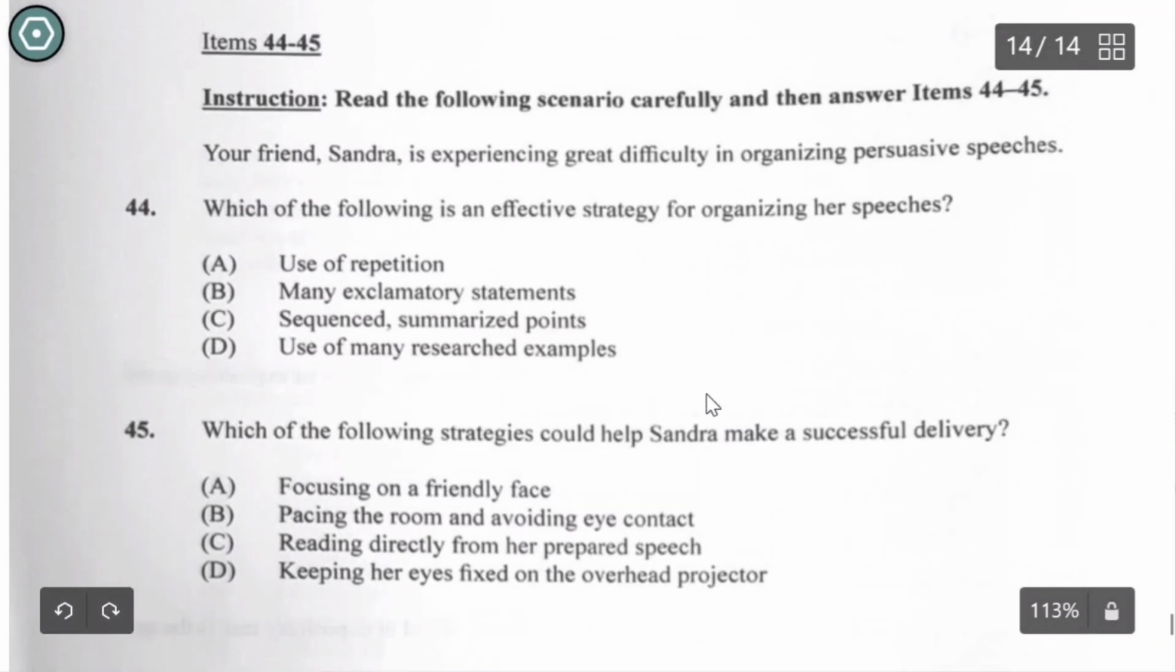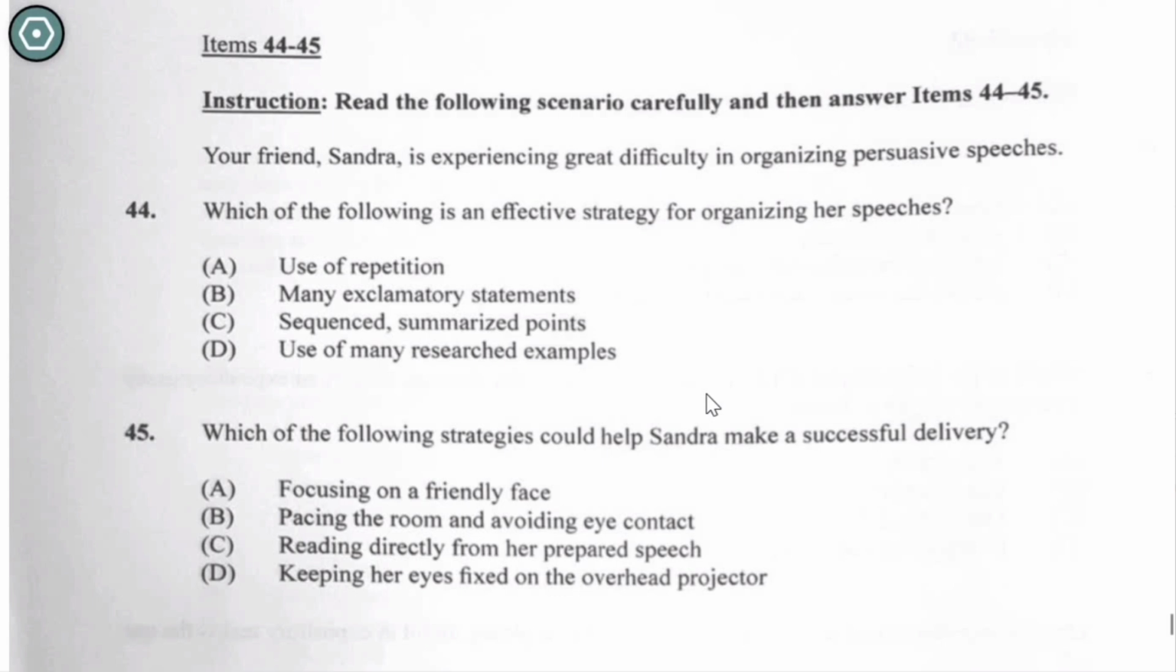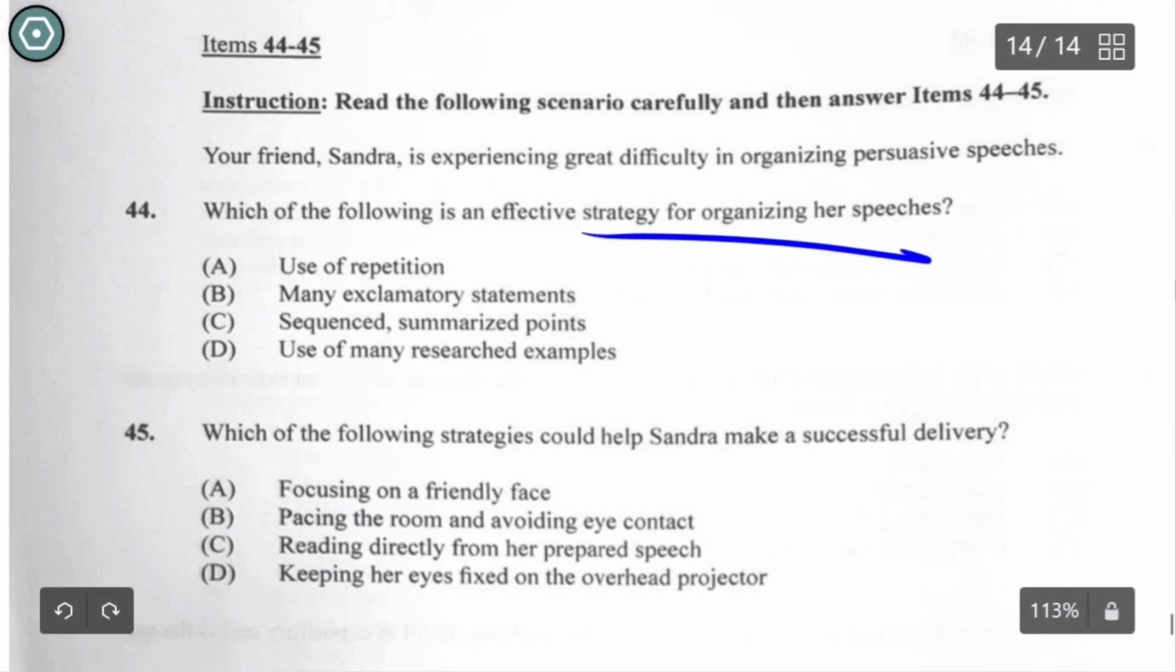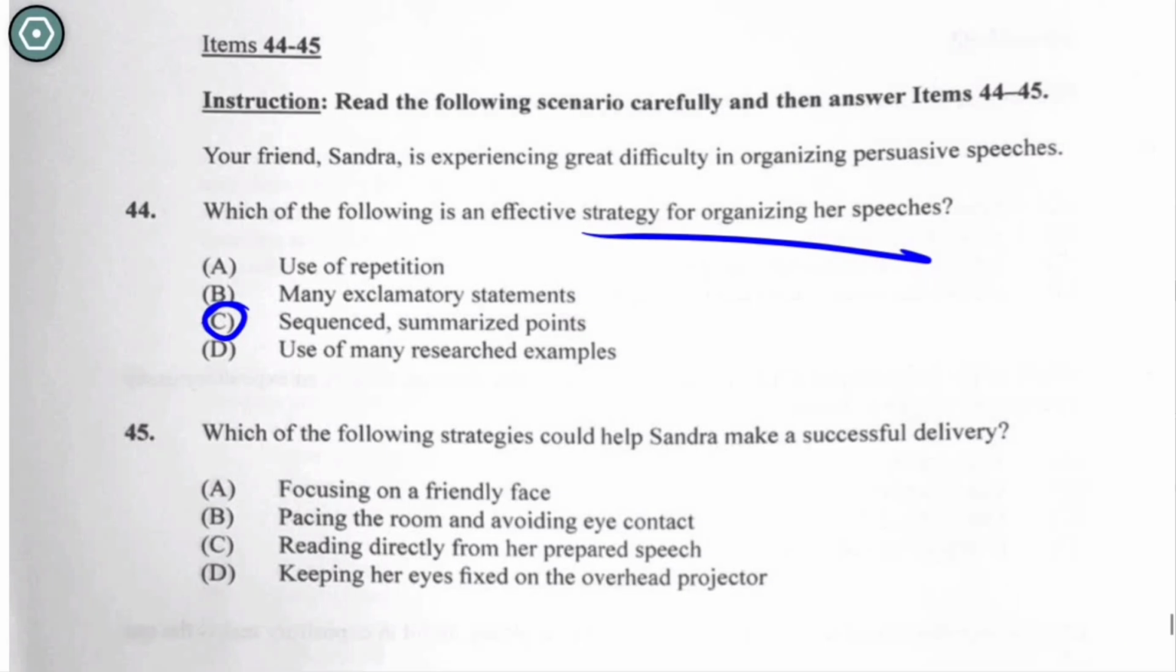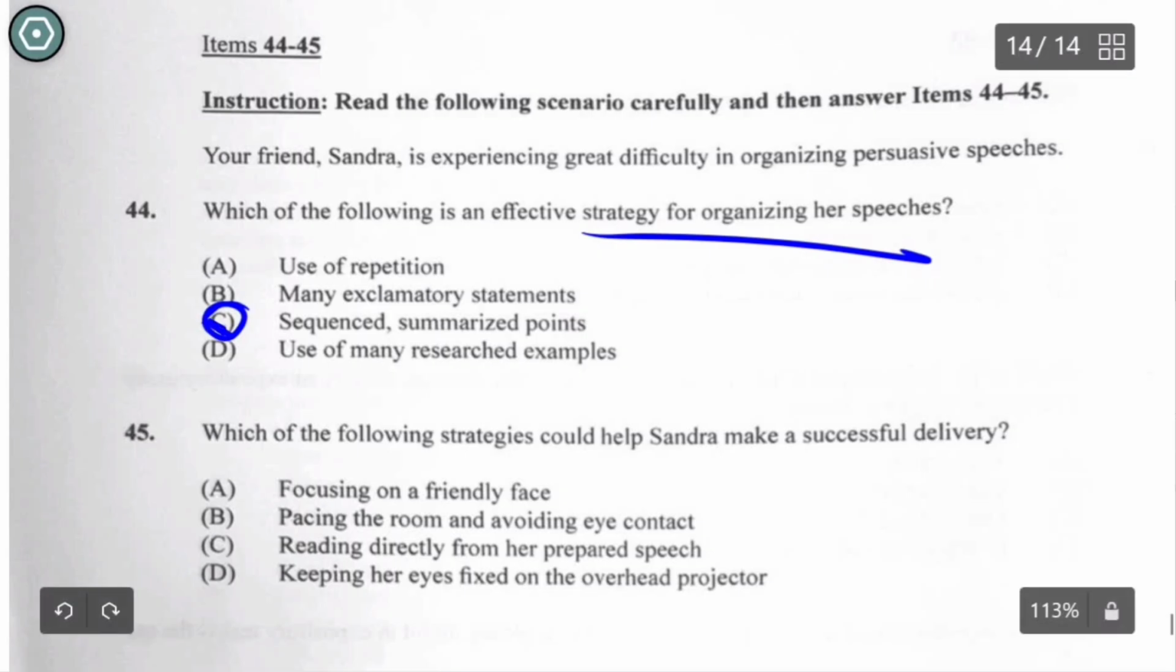Alright, so we're at 44 to 45. Really? So read the following scenario carefully, then answer items 44 to 45. Now your friend Sandra is experiencing great difficulty in organizing persuasive speeches. 44 says, which of the following is an effective strategy for organizing her speeches? Use of repetition, many exclamatory statements, sequenced and summarized points, or use of researched examples. Strategy for organizing her speech. You want an organizational strategy, so you want to sequence and summarize your points. These are more like techniques, so C for this.